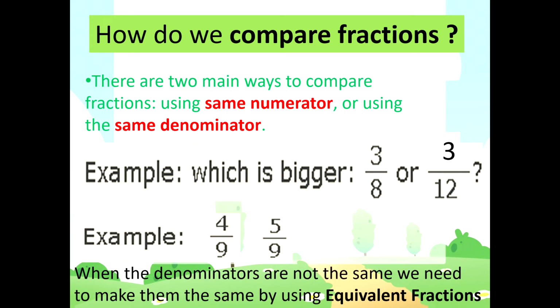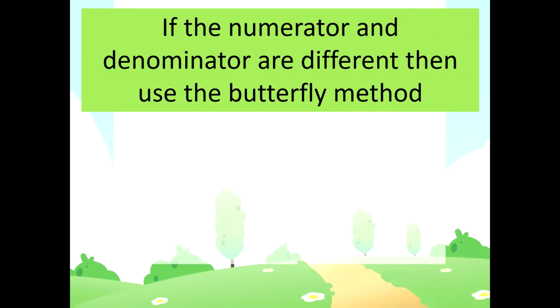When the denominators are not the same, we need to make them the same by using equivalent fractions. If the numerator and denominator are different, then use the butterfly method. But how do we use the butterfly method? Now I'll show you.